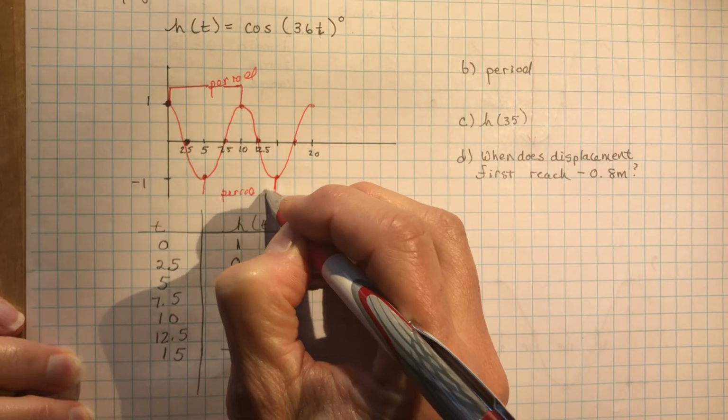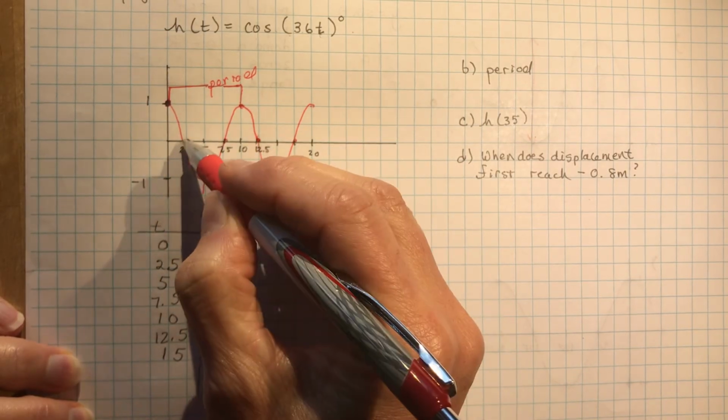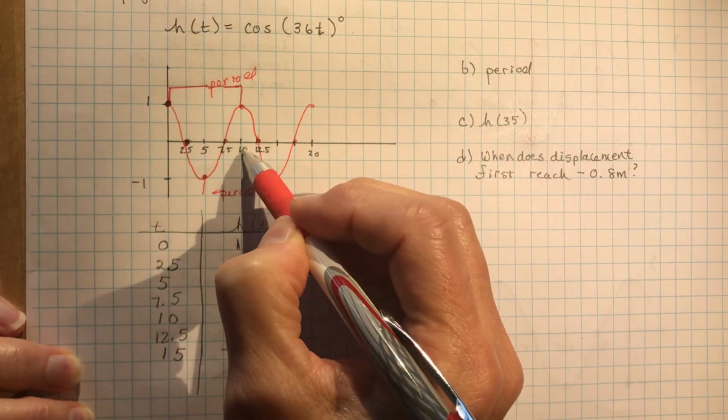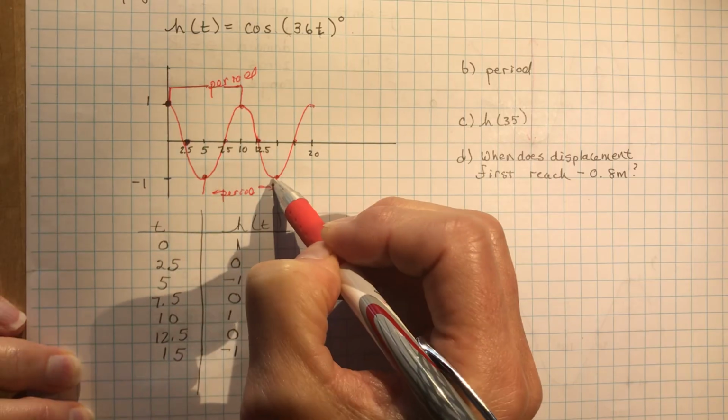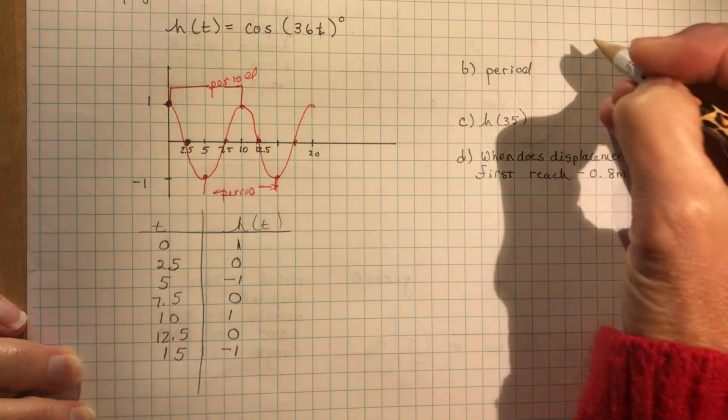Or you could measure the period from 2 peaks or 2 troughs. Or you could measure it from one complete cycle, say from here to here. Either way, you're going to see from here to here is 10 seconds. From 5 to 15 is also 10 seconds. So the period is 10 seconds.